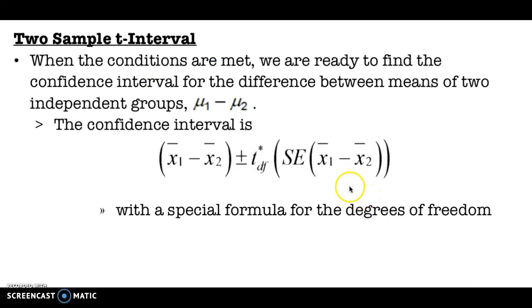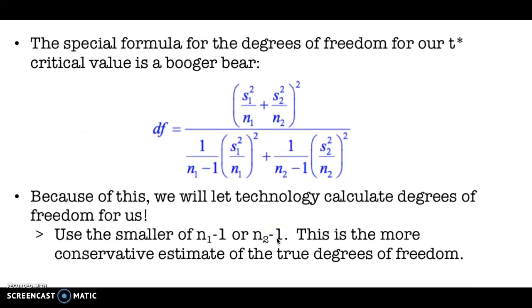So confidence interval is the same as it always has been. It's your mean plus or minus critical value times standard error, with the special formula for the degrees of freedom. The special formula for the degrees of freedom for our critical value is a booger bear. Here it is. You do not have to remember this. You can use your calculator.